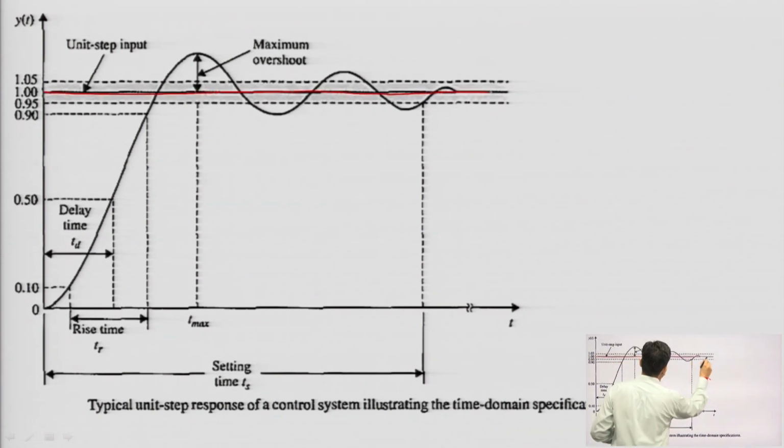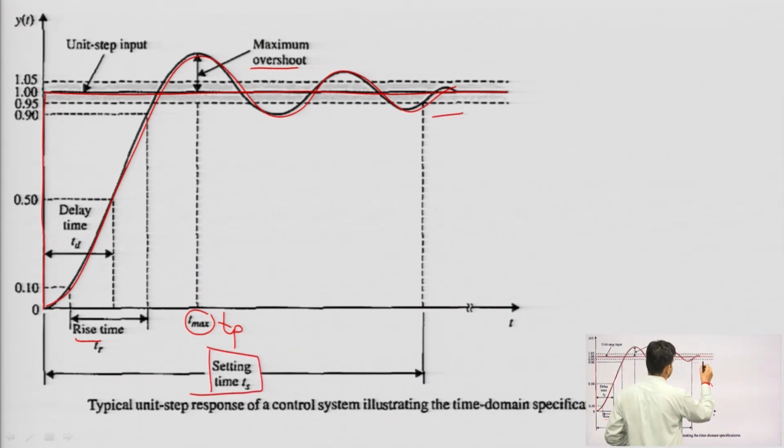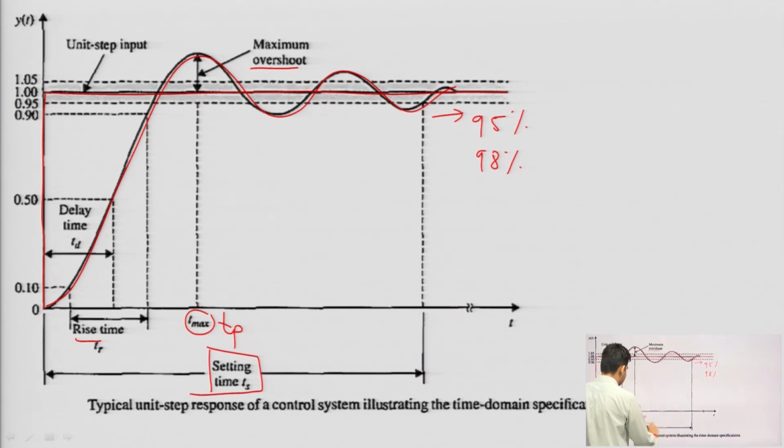This red line is my input, and this line is the output coming because of this step input. So, I am getting here delay time, rise time, maximum overshoot, and this is the peak time, TP. One by one we would like to see the output response, and one more term is settling time, TS. When we reach 95% of the response, in some textbooks you will find 98% of the output response, then this will be the settling time of the system. One by one we would like to see their expressions.